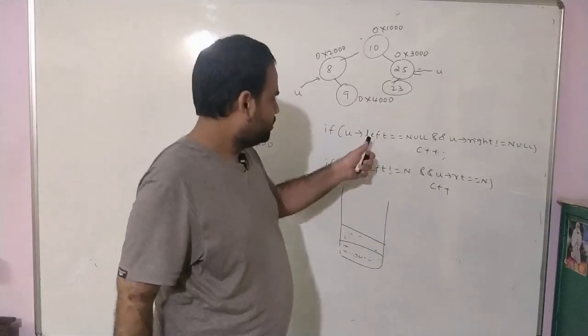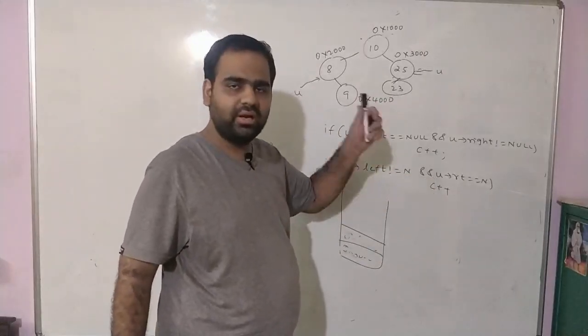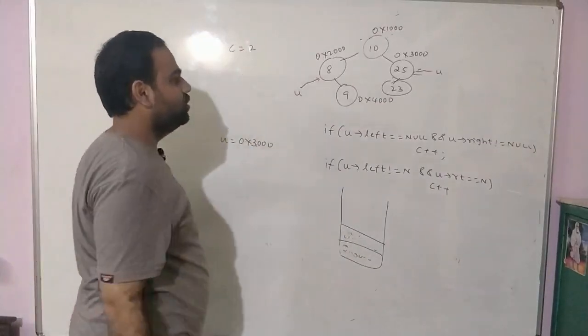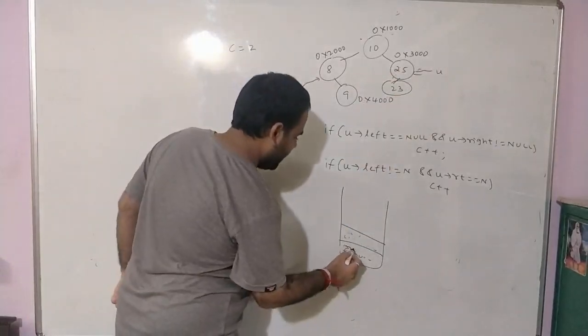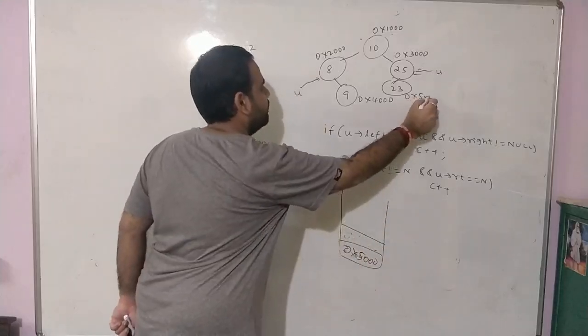Now is 3000 arrow left equal to null? No. Is 3000 arrow left not equal to null? Yes. Is 3000 arrow right equal to null? Yes. You say count plus plus, and the value of count becomes 2. Now is there any right child to be pushed? No. There is some left child, and let the address of this be say 5000.